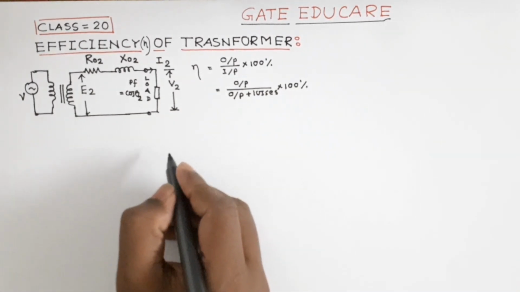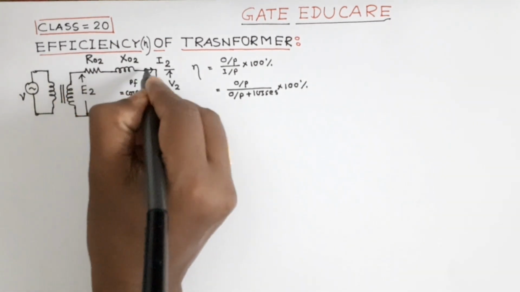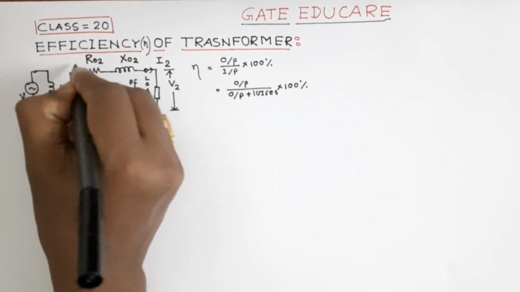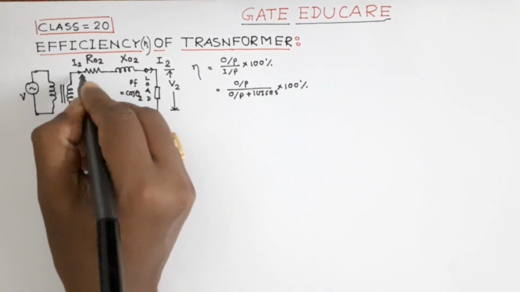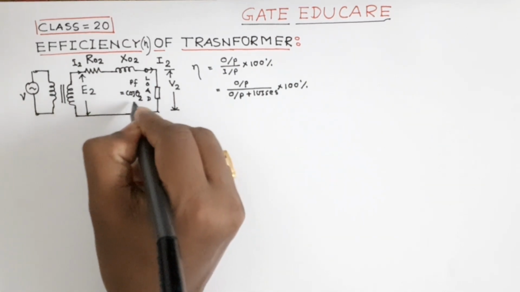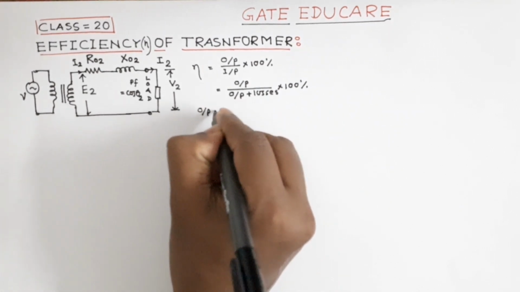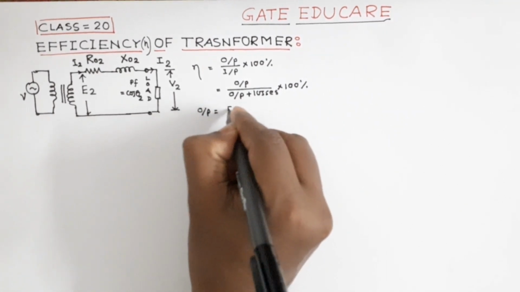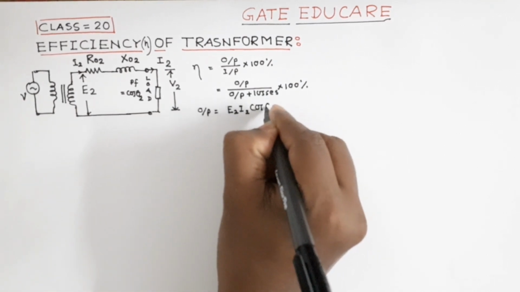Here, in this case, the output current is I2. The secondary voltage of the transformer is V2, and the load has power factor cos theta 2. Therefore, the output of the transformer is given by E2 I2 cos theta 2.